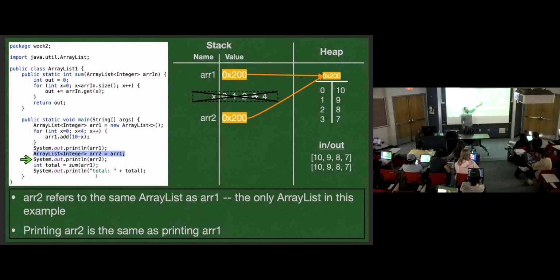So there's one array list on the heap. Any change made to that array list is going to affect both variables, or anything that has that reference, 0x200. The only way we can have two variables that behave differently, that both refer to an array list, is by creating a new array list.